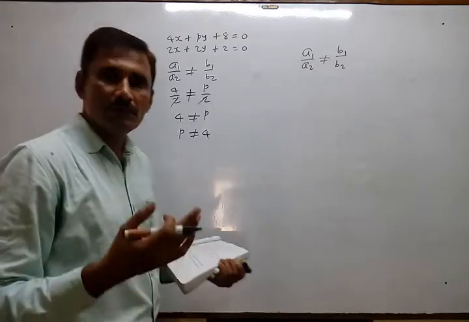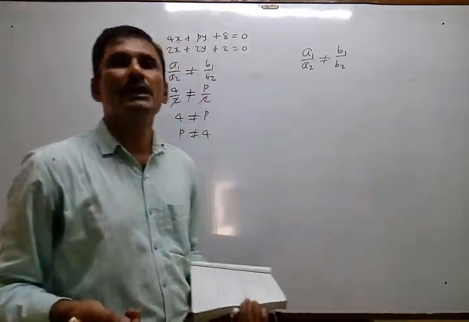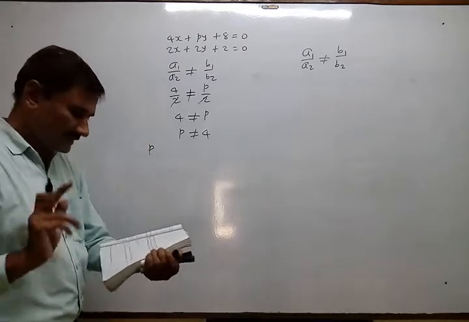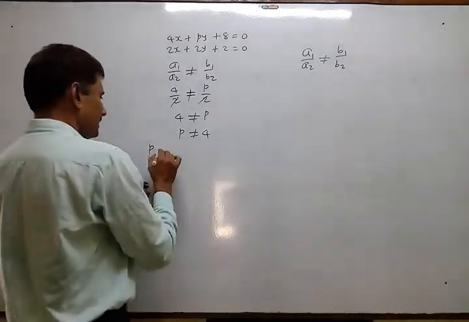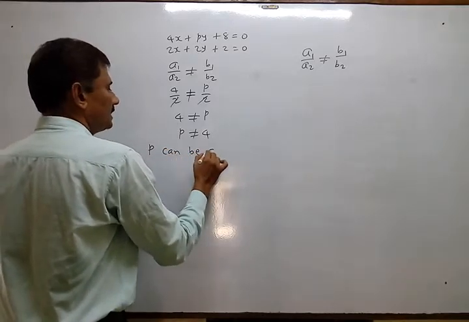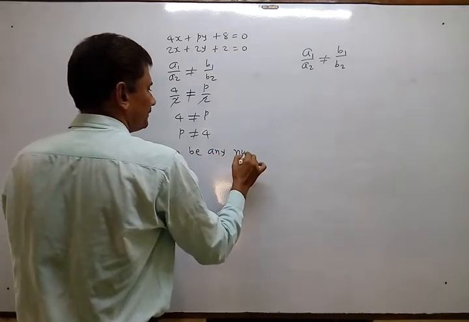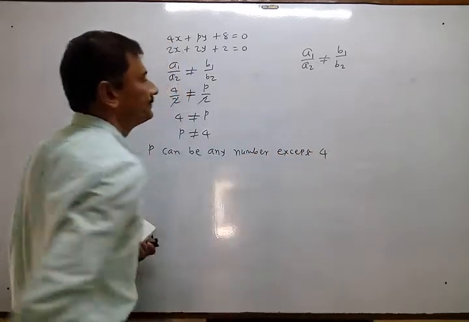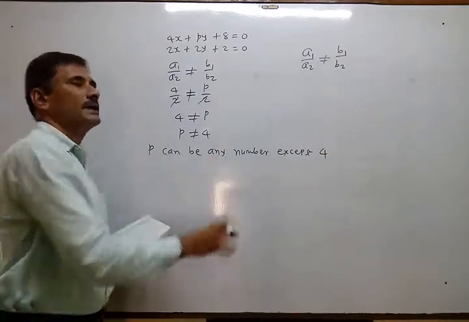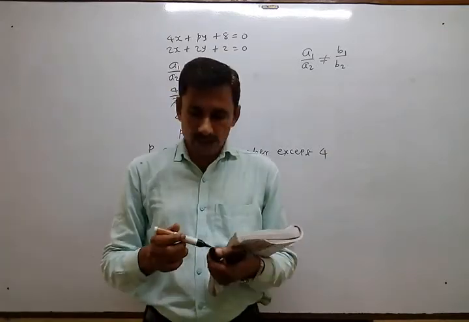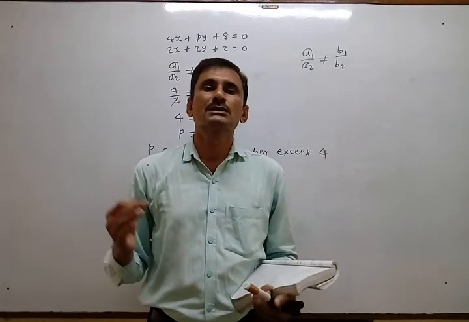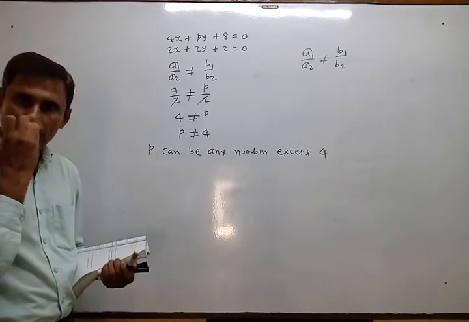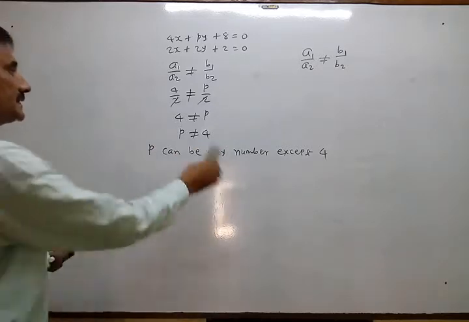So it may be 3, maybe 2, maybe 1, maybe 1.5, any value, but it should not be 4. So p can be any number except 4. That is our answer: except 4. All numbers can be possible there so that it gives a unique solution. Okay, so you understand, that is the new point, that's why I just revised it. Now look at example number 16.